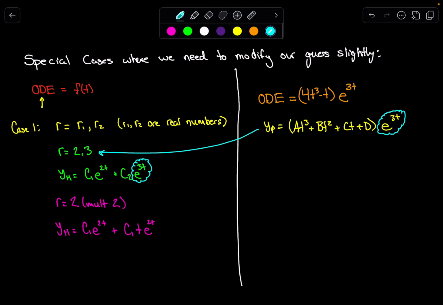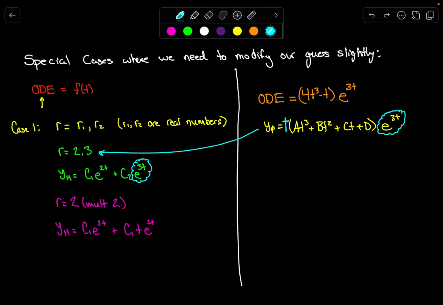It says take your guess and do exactly what you did before. There's already an e to the 3t. You're going to slap a t in front of this thing, okay? And you might say, well, Dylan, there's already a bunch of t's in front of this thing. I'm just going to shake my head and say, look, listen, there's theory, there's the textbook. If you want to read the theorem yourself, it's on page 180 of the text.